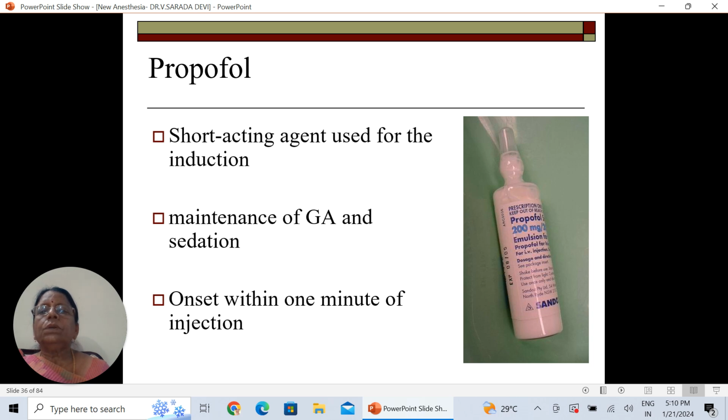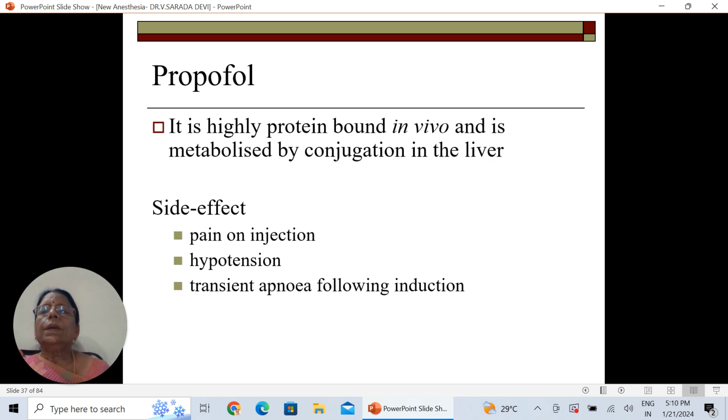Propofol is a short-acting agent used for the induction and maintenance of general anesthesia and sedation. Onset is within 1 minute of injection. It is a smooth induction agent with smooth recovery. It is highly protein bound in vivo and it is metabolized by conjugation in the liver. Side effects are pain on injection, hypotension, and transient apnea following induction.